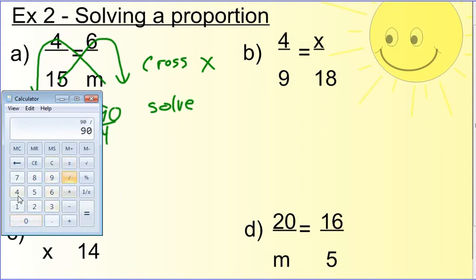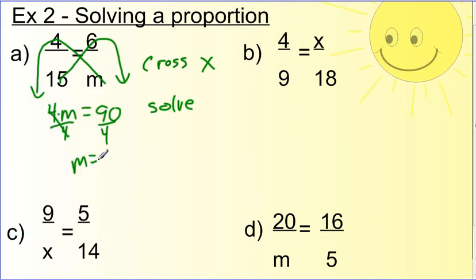90 divided by 4 equals 22.5. That is our answer. And really, that's all there is to cross-multiplying. You take the diagonals and you multiply them, then you solve for the variable.